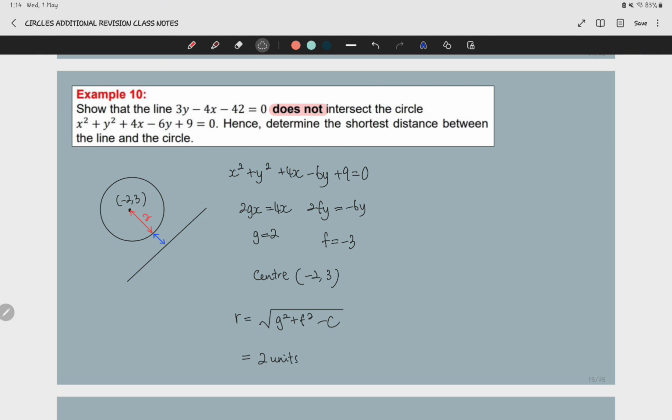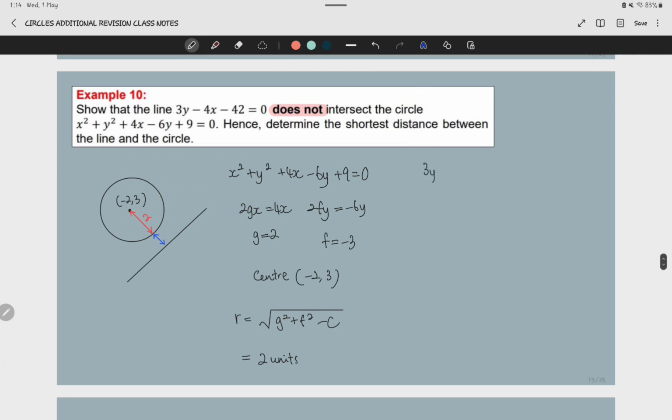Therefore, the thing that you would think of now will be, first, you find the perpendicular bisector which passes through the center. By finding that perpendicular bisector, you can find the intersection point between that and a straight line. By finding that intersection point, you can determine the distance from that intersection point to the center. By taking that distance, you minus 2.